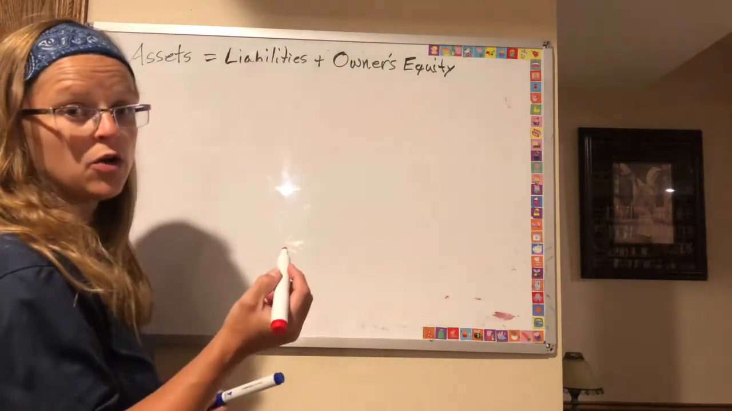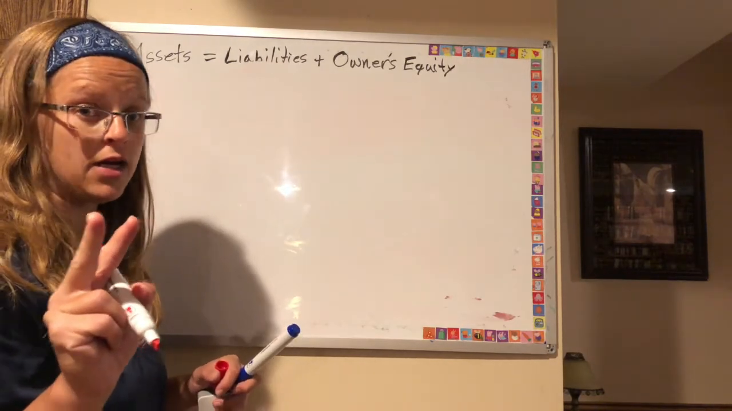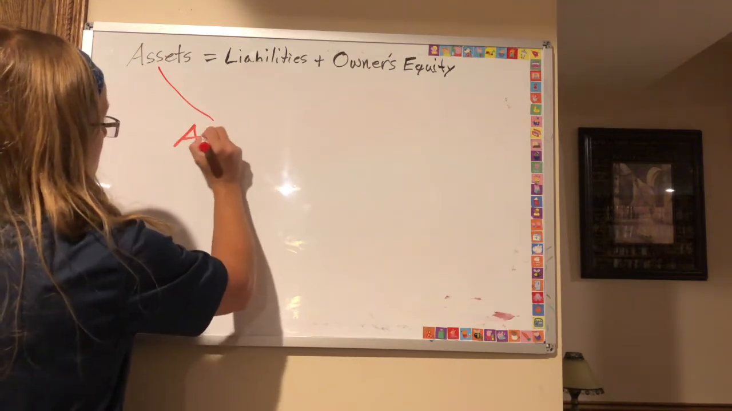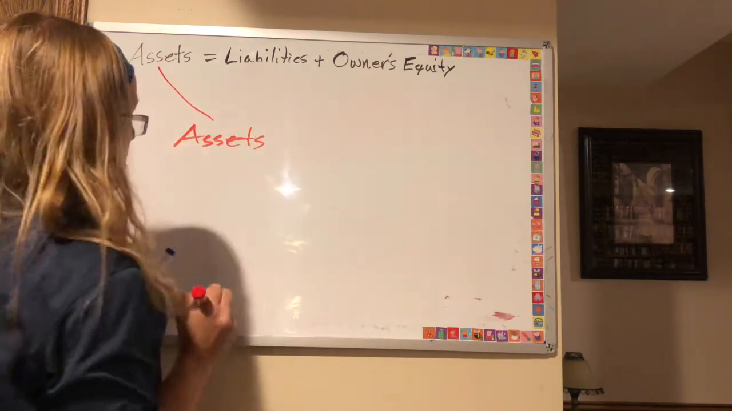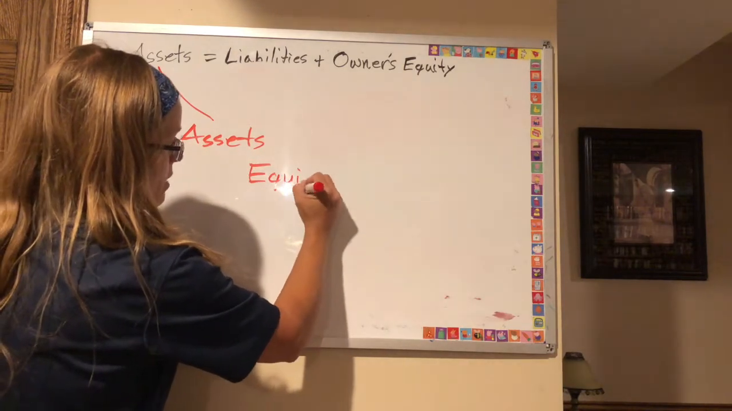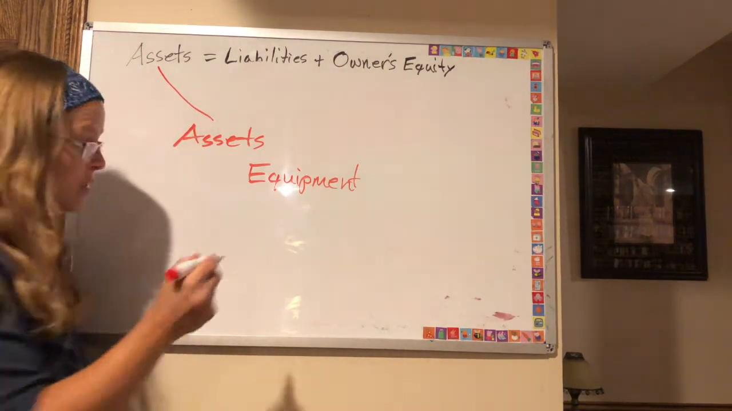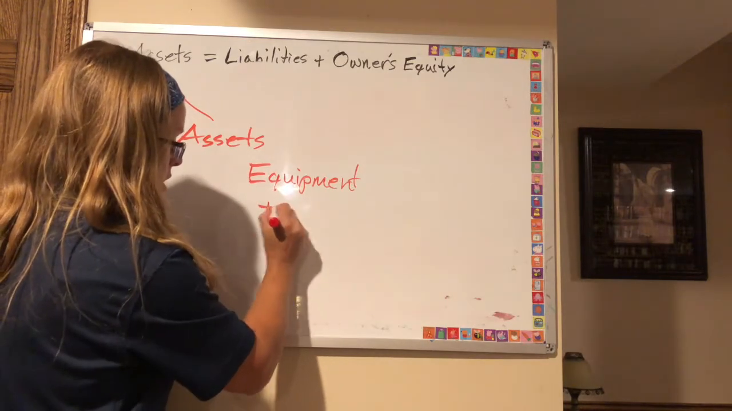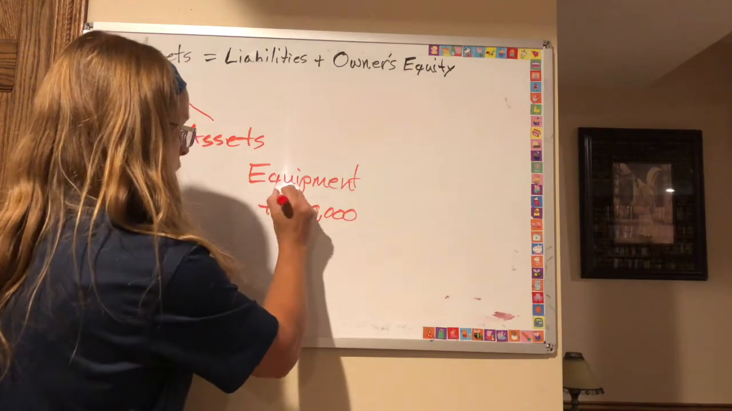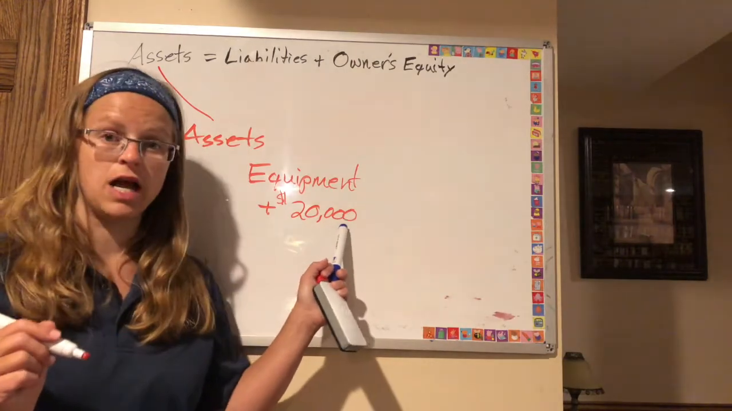$20,000 she invests in equipment. So there's two asset accounts that are going to be impacted here. We're going to have an equipment account being impacted, and she invested $20,000. So our equipment asset account is increasing by $20,000, right?